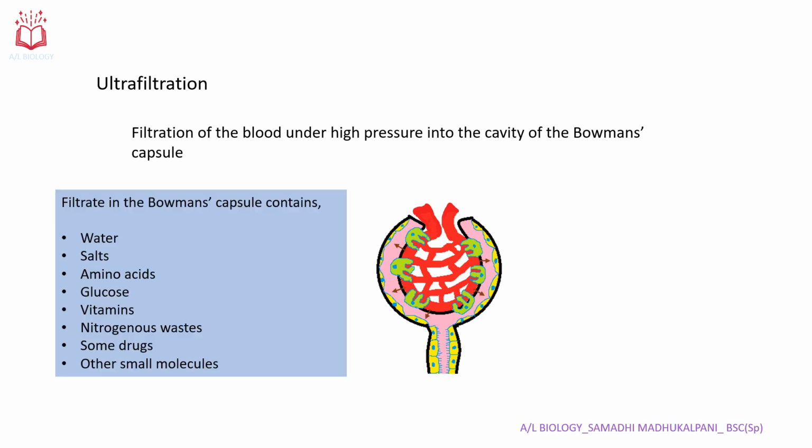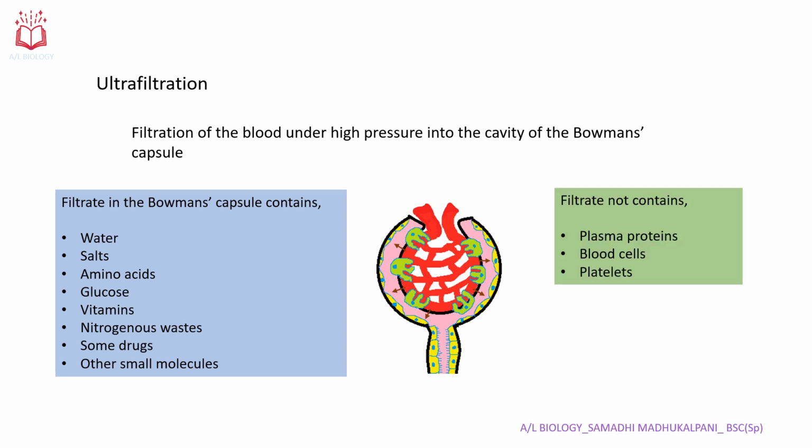It contains water, salts, amino acids, glucose, vitamins, nitrogenous waste, some drugs and other small molecules. But due to their large size, plasma proteins, blood cells and platelets cannot enter into the filtrate. Then, this glomerular filtrate passes to the proximal convoluted tubule.